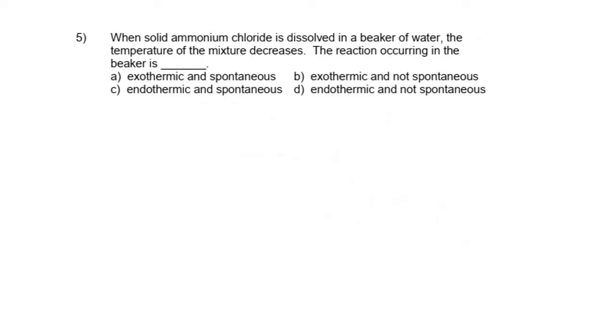All right, and then number 5, ammonium chloride dissolved. The reaction occurs in the beaker is, so 2 things here we're looking for. So the temperature decreases. So remember what that means. If it gets cold, that's going to be endothermic. So endothermic processes get cold because remember, you're absorbing energy, you're gaining energy, but you're gaining it from the surrounding matter. So the surrounding matter loses energy and the temperature decreases.